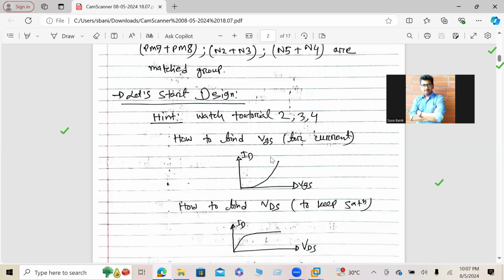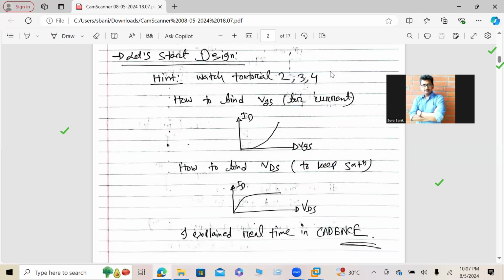And as I already told you, please watch lecture numbers 2, 3, 4. In those lectures, I already explained how we can keep a transistor in saturation and how these two curves, VGS versus ID and VDS versus ID, help us. These two curves help us to keep a transistor in saturation and to find the biasing voltage.